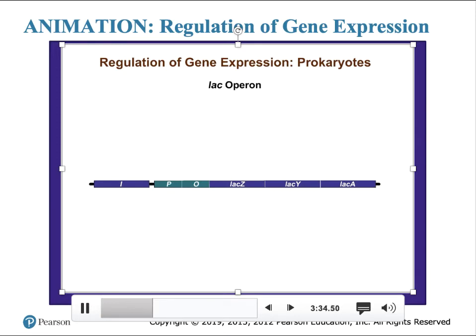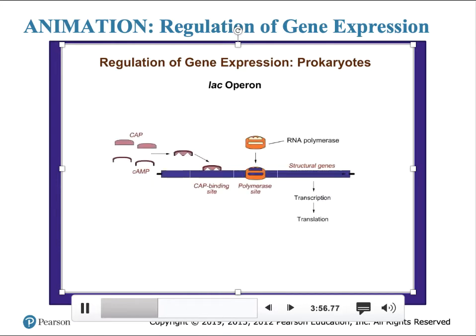Lac operon. The Lac operon is a group of genes that ultimately produces the enzymes involved in lactose metabolism. The operon is made up of 5 parts. The 3 structural genes, Lac-Z, Lac-Y, and Lac-A, are transcribed into a polycistronic mRNA. RNA polymerase binds to the promoter, P, to initiate transcription, if initiation is not repressed.